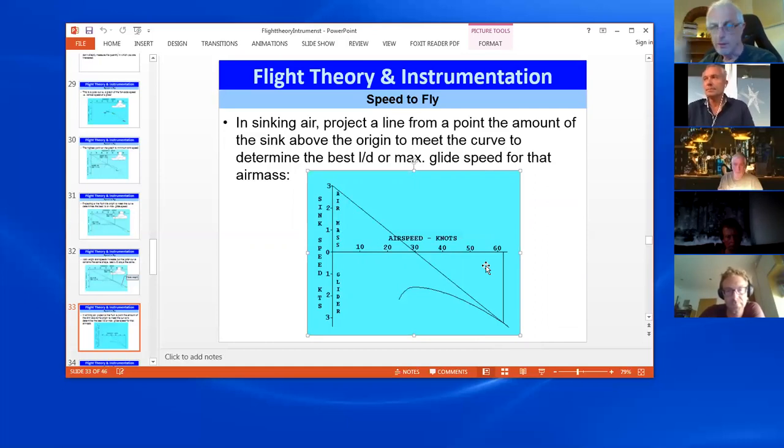Which is why you often hear fly fast through sinking air. It's not just because you want to get through the sinking air quicker. It's actually because it gives you your best glide through it. So yes, you're going through it quicker, but you also get a better glide. That's why you get this rule: sinking air, go fast.